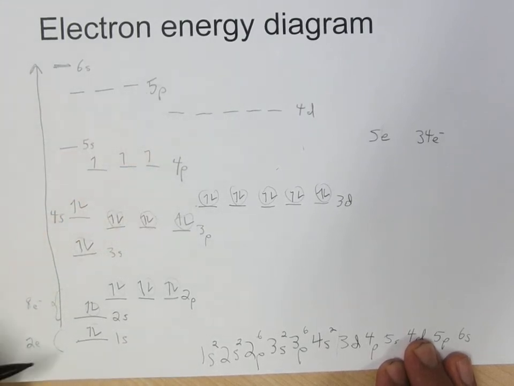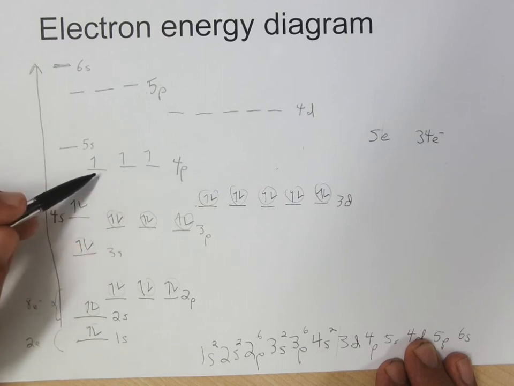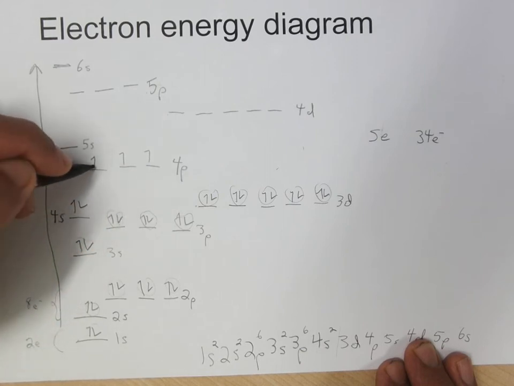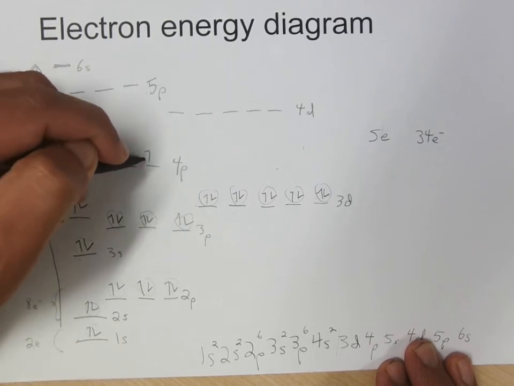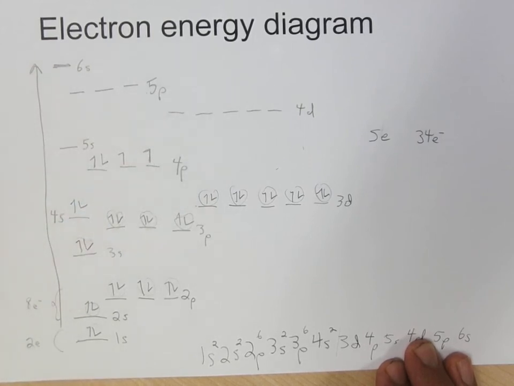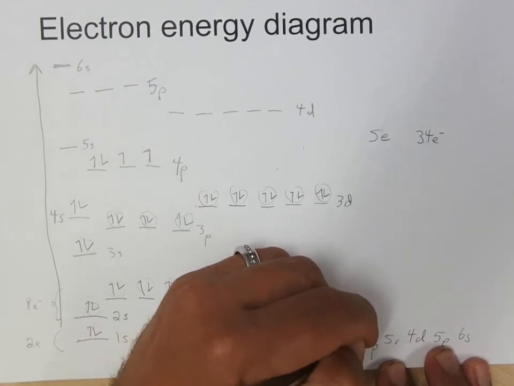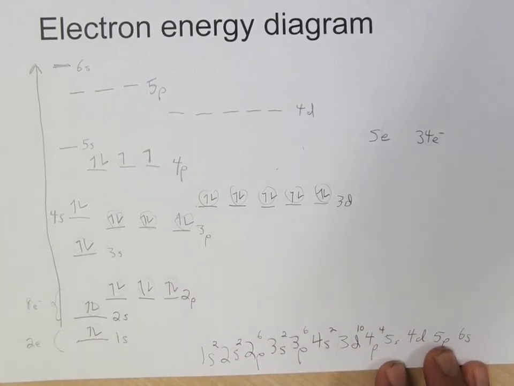And notice when I'm filling, I started following Aufbau. I start in the lowest energy orbitals, and I fill higher and higher in energy until I get to enough electrons. But then when I get to the 4p, I'm going to put 1 electron in each orbital before I start pairing. So the 3d gets 10 electrons, the 4p gets 4. So there's our electron configuration for selenium: 1s2, 2s2, 2p6, 3s2, 3p6, 4s2, 3d10, 4p4.